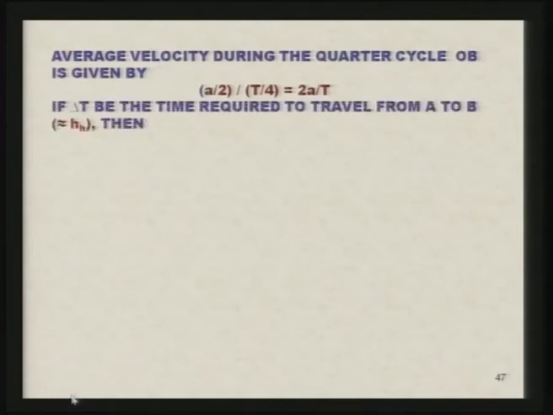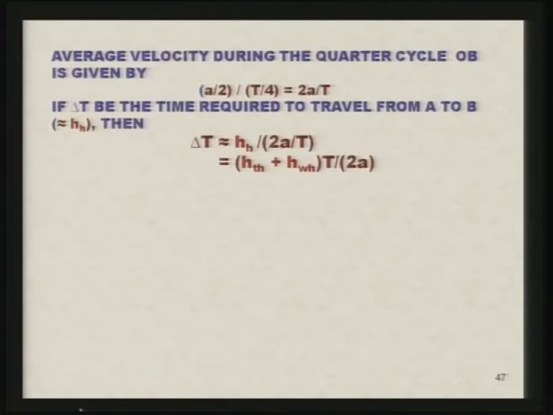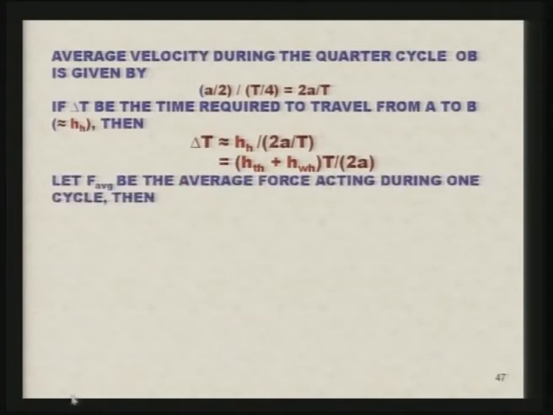If delta T is the time required to travel from A to B, that is approximately the total penetration depth H, then delta T is equal to H, the total depth of penetration, divided by the velocity, which is given by 2A by T. So, we can simplify this: H = (h_T + h_W) × T / 2A.